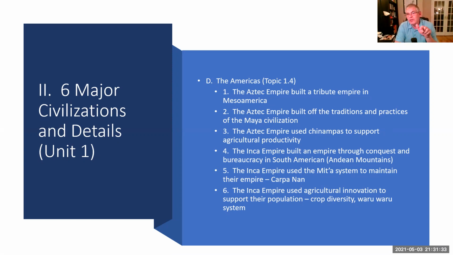The Aztecs are also going to build off the traditions and practices of the Mayan civilization. So the Mayan civilization comes in Mesoamerica from 400 CE to 1000 CE. And their scientific advances and their religious practices are going to make their way into the Aztec civilization and heavily influence that society. The Aztecs are going to use chinampas to support agricultural productivity. Chinampas are extra land added onto land as a way of increasing farmland.